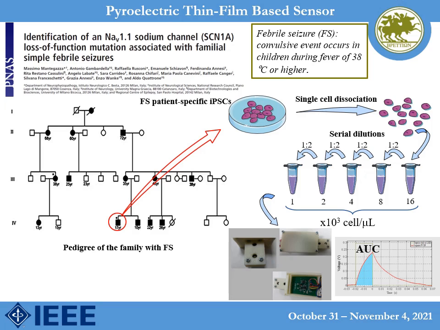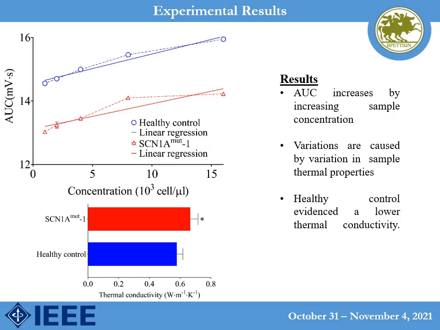The parameter evaluated during the experiments was the area under the curve, AUC, that is the integral of the sensor output evaluated during infrared stimulation, as you can see in the shaded area. The goal of our work was to test whether a single missense mutation in the SCN1A gene could cause variations of the thermal characteristics of a mutated cell with respect to control cells.